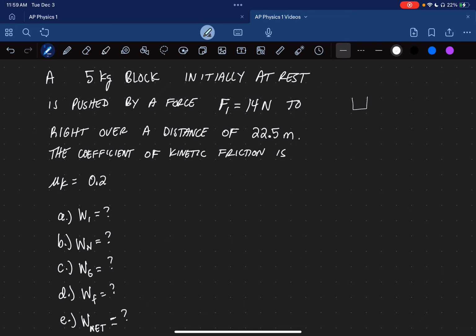Quickly here, I'll just draw a free body diagram. Again, not always the situation you would see, but one we see pretty often. It starts from rest, but we push on it over a distance of 22.5 meters. I'll just say this is distance, which is in the direction of my push force.